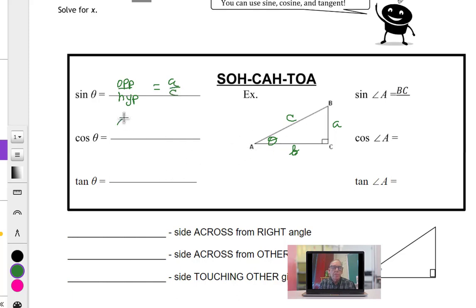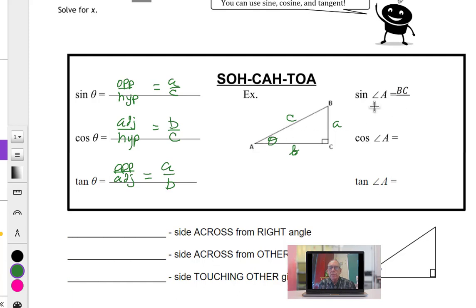For cosine, it's defined as adjacent over hypotenuse. In terms of theta being the reference angle, cosine is the adjacent side, which is b, over the hypotenuse, which is c. And tangent is defined as opposite over adjacent. In relation to theta, the opposite side is a, the adjacent side is b. So you get a over b.